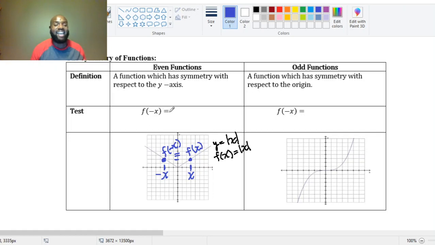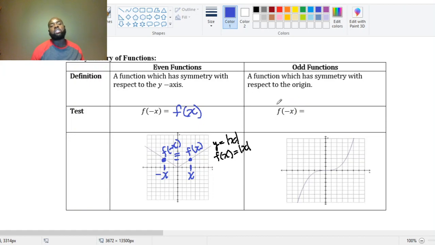So one way to test whether a function is even is if you plug in the -x, you get the same value that you'd get if you plugged in a regular x or a positive x. That's true about even functions. Odd functions have symmetry with respect to the origin.